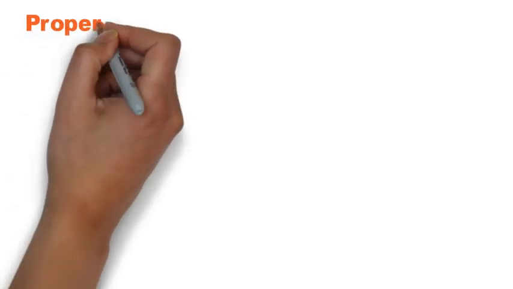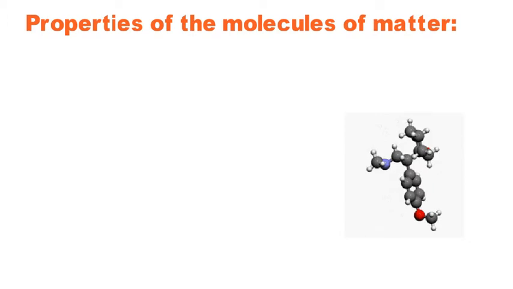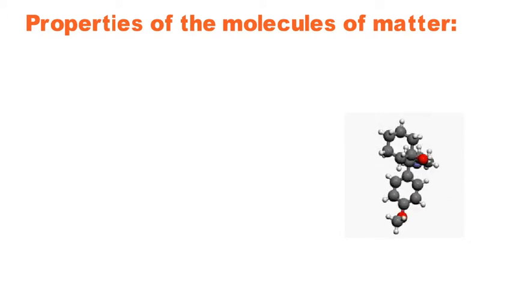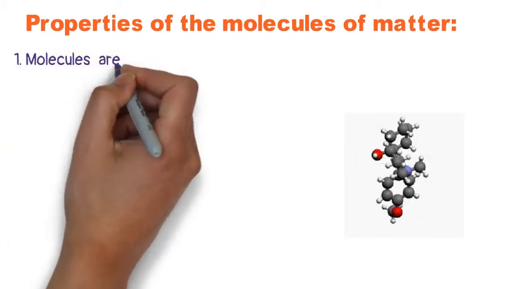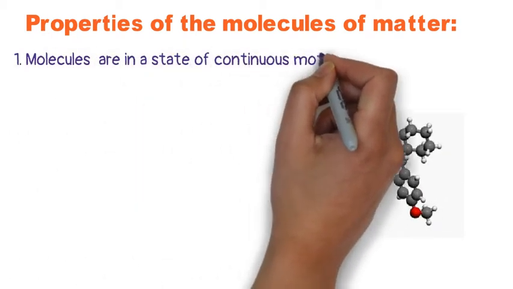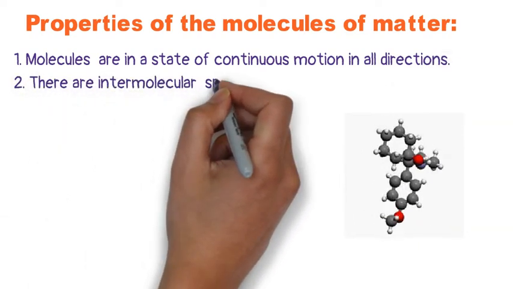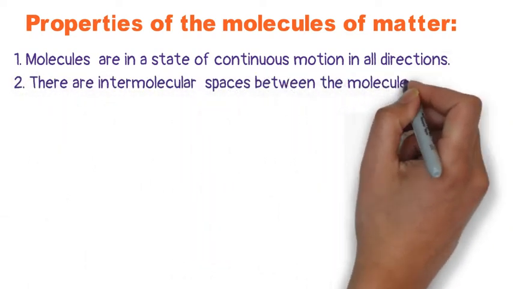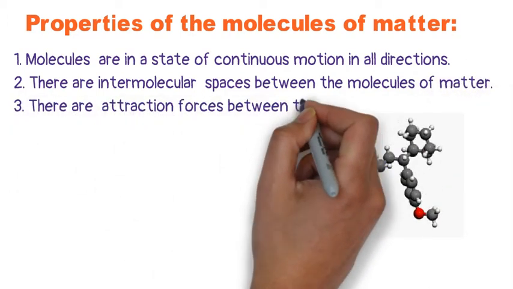As the matter has properties, the molecules also have properties. What are the properties of molecules? First, the molecules are in a state of continuous motion in all directions. The second property, there is intermolecular space between the molecules of the matter. The third property, there are attraction forces between the molecules of the matter.